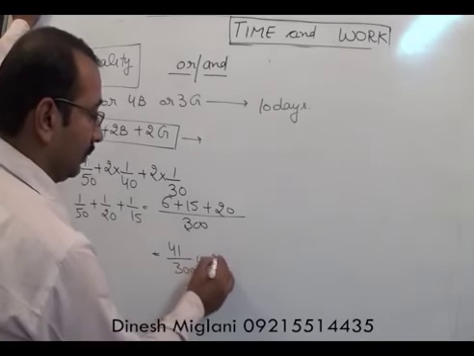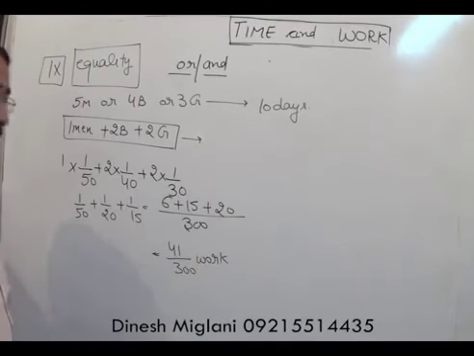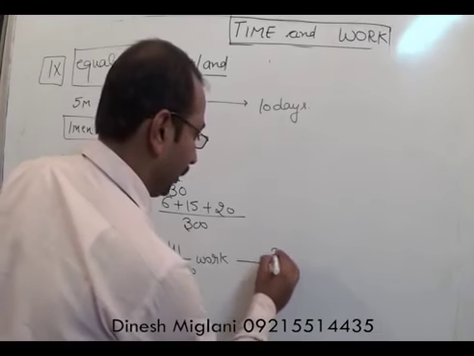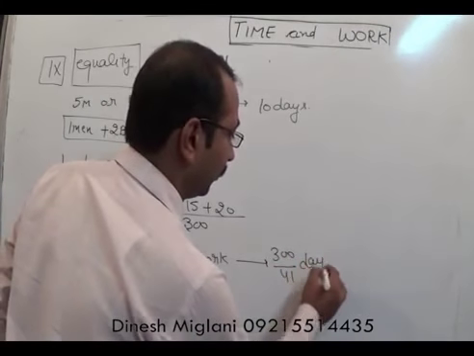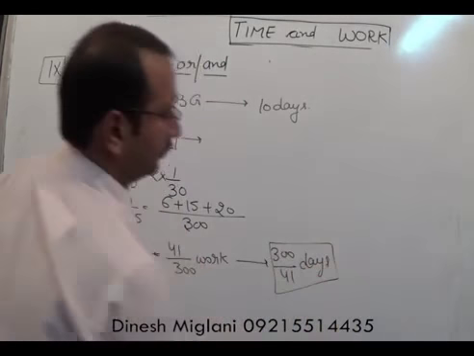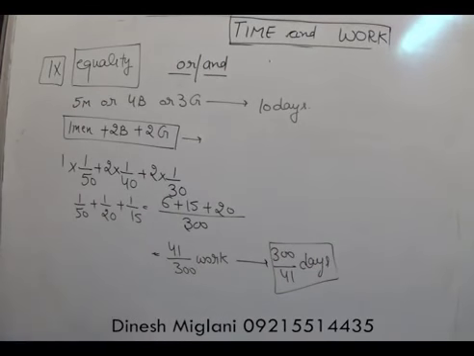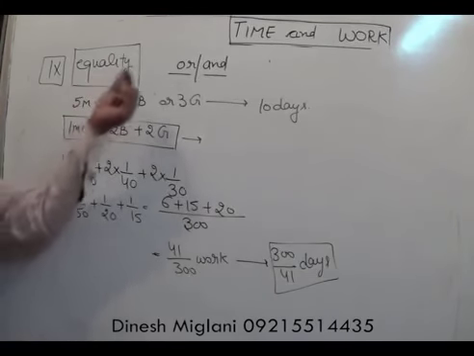They can do that much of work in 1 day. It means they will take 300 by 41 days to do the complete work. That becomes your answer. I think this point is clear. So that's our type number 9, which is based on the concept of or.